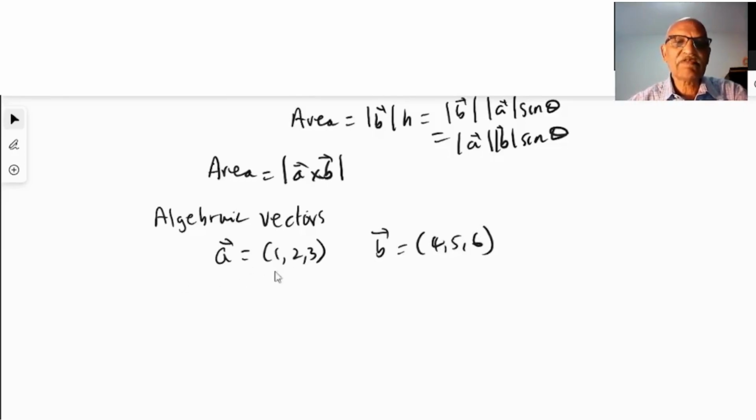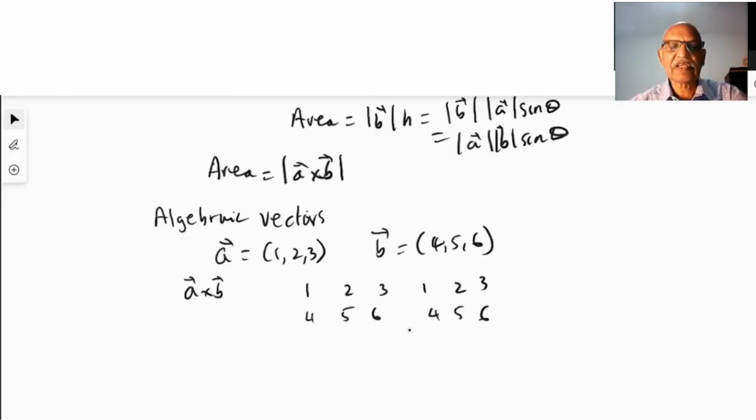Now, if I want to find A cross B, what I do is I write the first vector twice: 1, 2, 3, 1, 2, 3. And the second vector B, which is 4, 5, 6, 4, 5, 6. So attention, what I do is I take out the first column, I take out the last column. This is easier than the formula we have. We have a formula, but it's complicated to study.